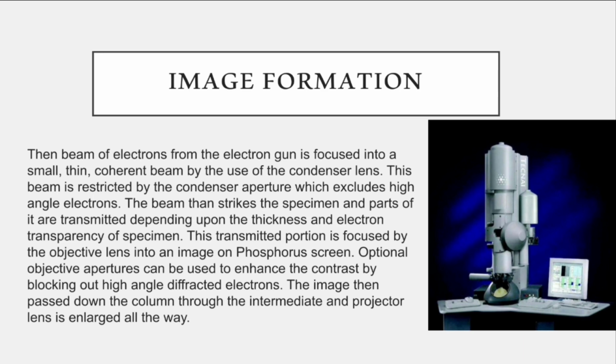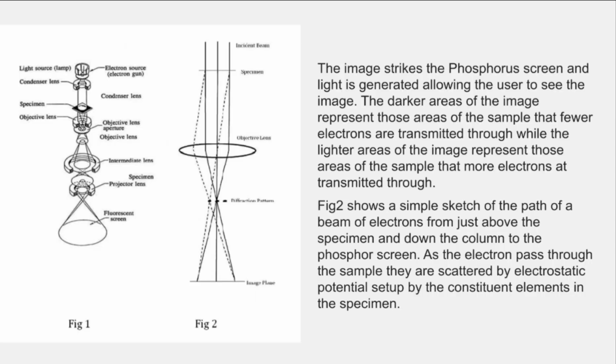Optional objective apertures can be used to enhance the contrast by blocking out high-angle diffracted electrons. The image that is then passed down the column through the intermediate and projector lens is enlarged all the way. As seen in figure 1, the image strikes the phosphorus screen and light is generated, allowing the user to see the image. The darker areas of the image represent those areas of the sample where fewer electrons were transmitted, while the lighter areas represent those areas where more electrons were transmitted through.